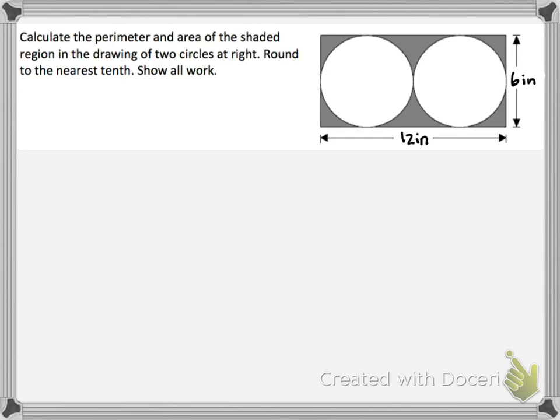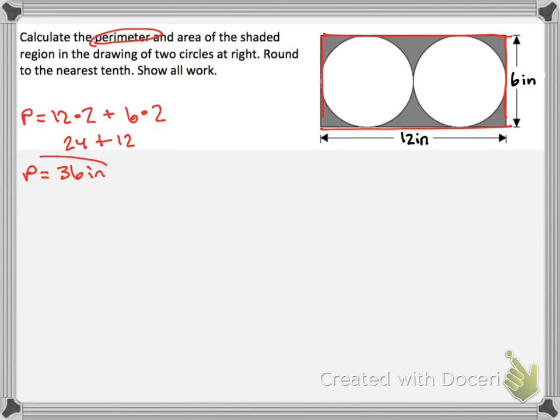This one says calculate the perimeter and the area of the shaded region in the drawing of two circles at the right. Round to the nearest tenth, show all work. So perimeter is easy, and I stole this from some other worksheet on the internet, but I'm assuming that it wants us to find the perimeter of the outside edges, which just means that we're going to do 12 times 2 plus 6 times 2 because this is a rectangle. So 24 plus 12, my perimeter is going to be 36 inches on this one.